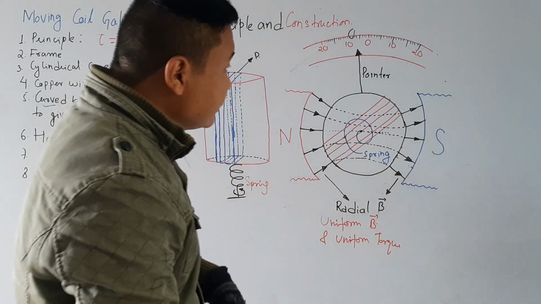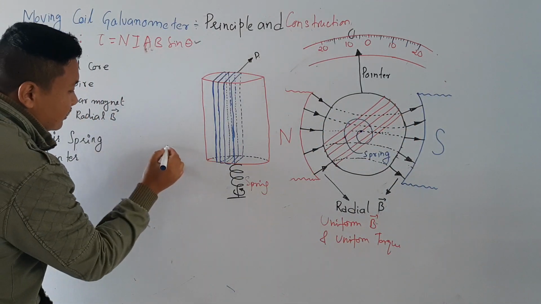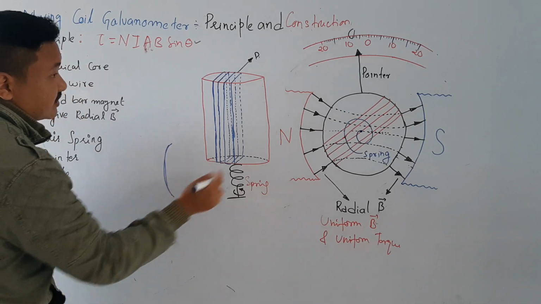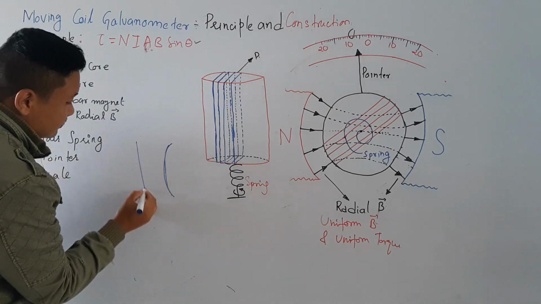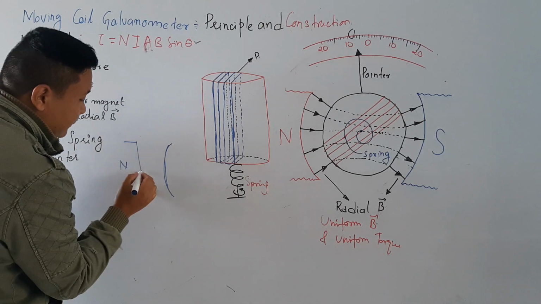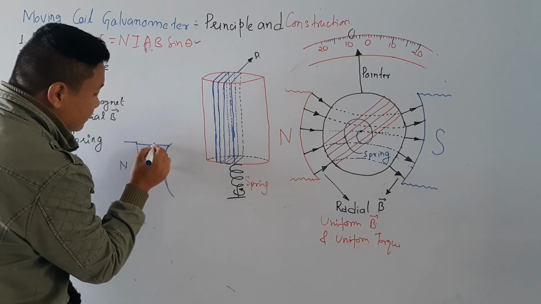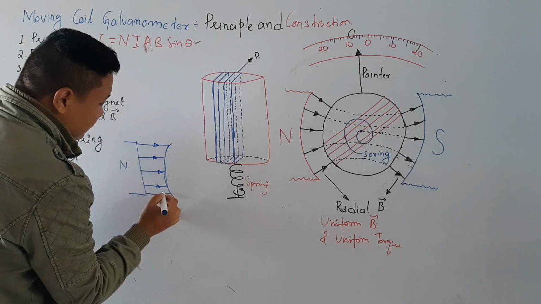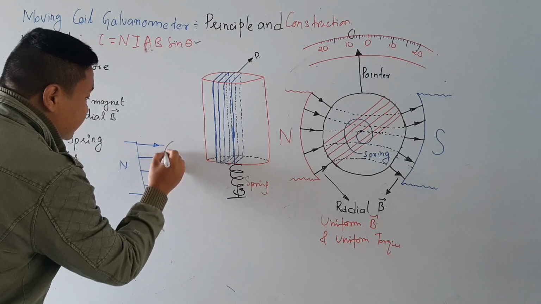Now why uniform? If you see here, I will make a small one. This is half of the cylinder, and this is my north pole. Now if it is not curved, then what will happen? The magnetic field will go this side, and this side, and this side. Now tell me, not this, it has to be something like this.